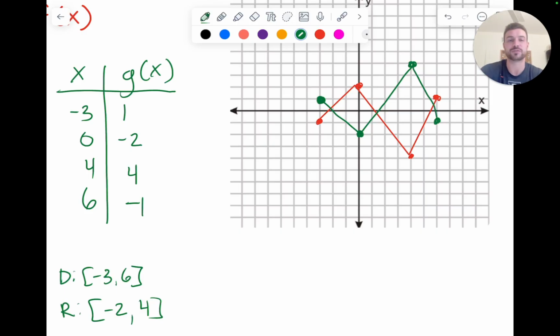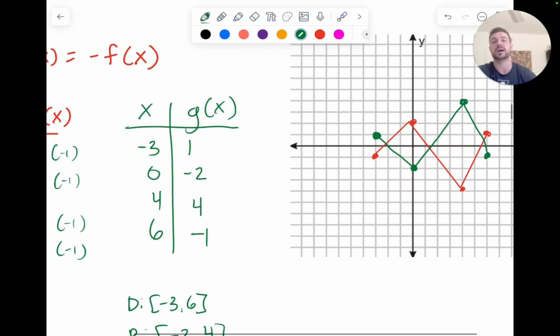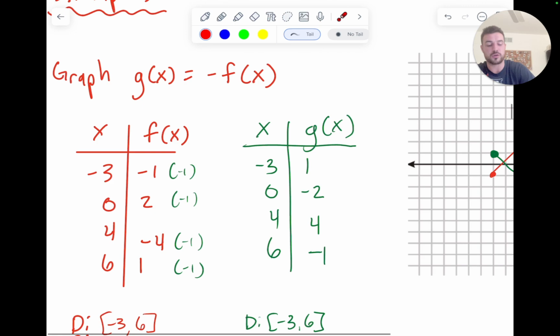Now, if you look at the relation between our red and our green graph, between f of x and g of x, it looks like I just reflected it up and down, vertically reflected it. And that's the whole point, because right here you're being told, hey, take your outputs and multiply by -1. That means make the negatives positives, the positives negatives, and that's what happens when you reflect.